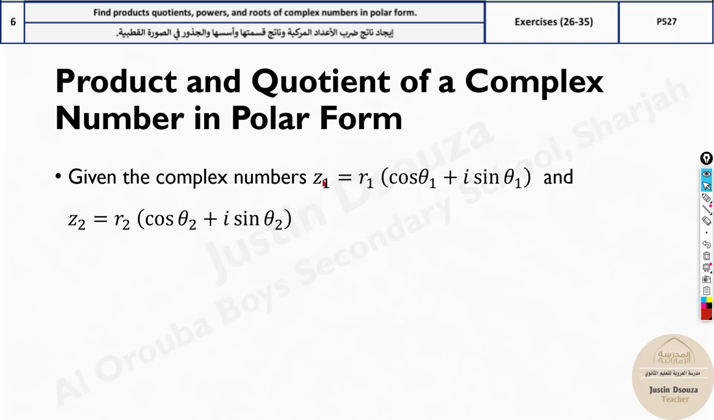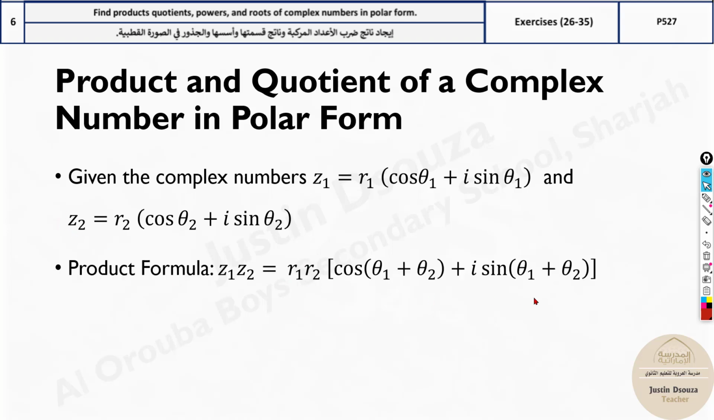You can multiply them both. Okay, Z1 and Z2 can be multiplied by this formula. Here the radii are multiplied with each other and the angles, the theta angle, right? The first one is added to the second one, and over here the first one is added to the second one in the imaginary part as well. The sine theta is for the imaginary part, whereas cos theta is the real part. This is the formula.